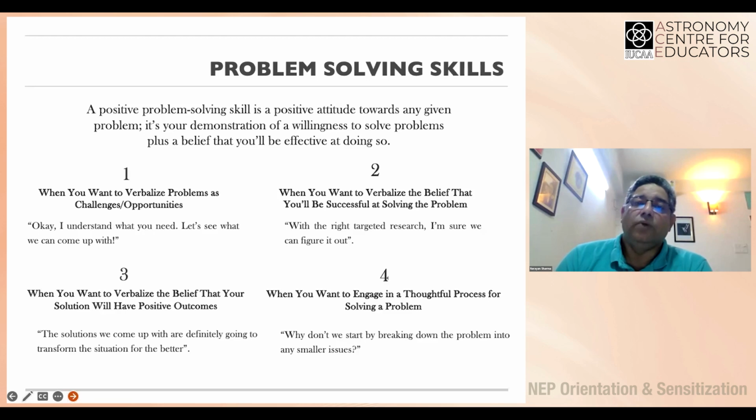So I think we need to have this very positive attitude towards any given problem. I understand that most of the time, too much positivity is also not good. I think we need to be a little bit skeptical, but there are ways of putting that skepticism in a positive way as well.